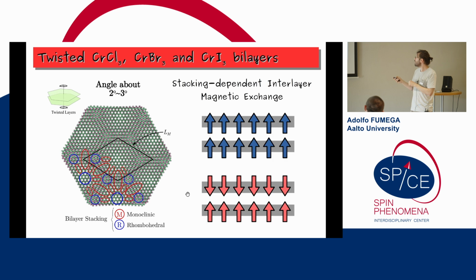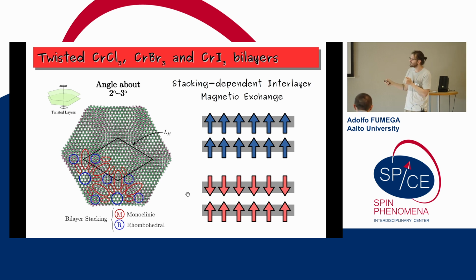Okay, so the key point of how this is going to allow us to get the multiferroic ingredients that we need is that for the rhomboidal regions, the interlayer magnetic exchange is going to be ferromagnetic. So if we have a rhomboidal stacking, the 2 layers will like to be aligned ferromagnetically, while if we are in the monoclinic, the magnetism would like to be antiferromagnetic.